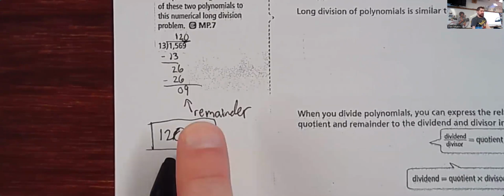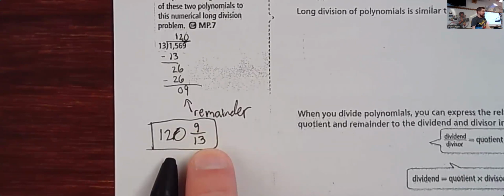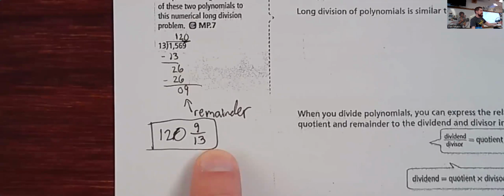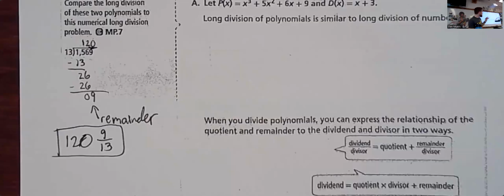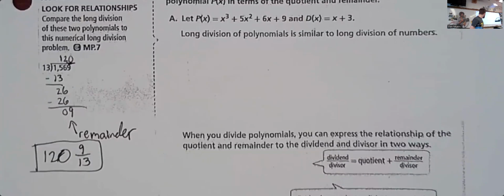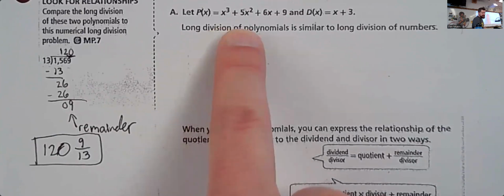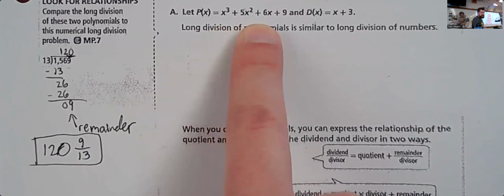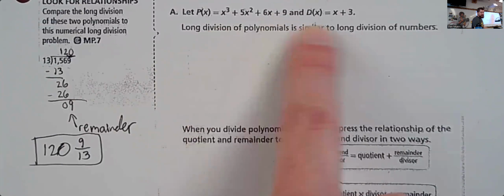Now the idea for polynomial long division works exactly the same as this, but it looks a lot different. What I want you to keep in mind is this process for polynomial long division, because it's going to look a lot different, but the steps that we use to get there are going to work the same. So let's head over here. We're going to make a big jump. Now we're going to take x cubed plus 5x squared plus 6x plus 9, and we're going to divide that by x plus 3.